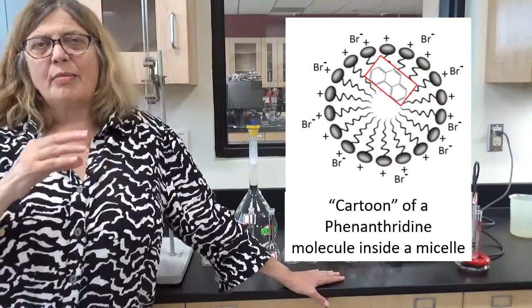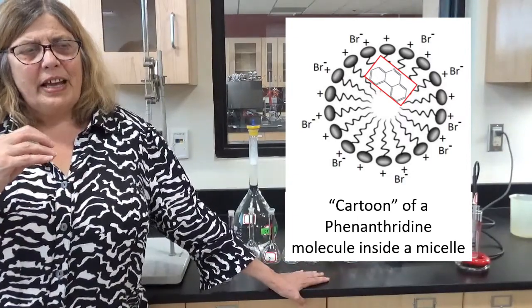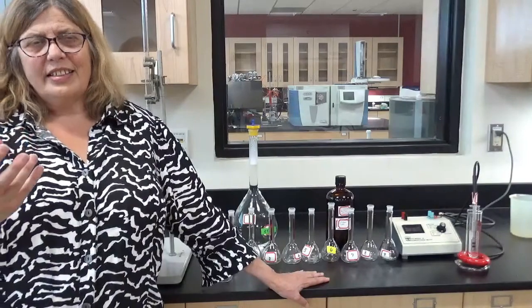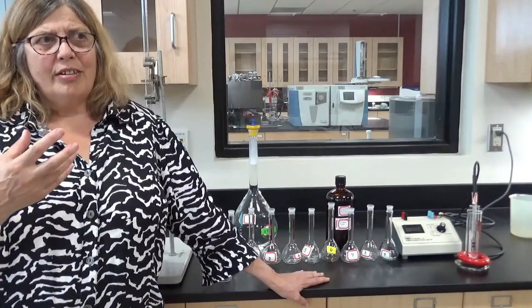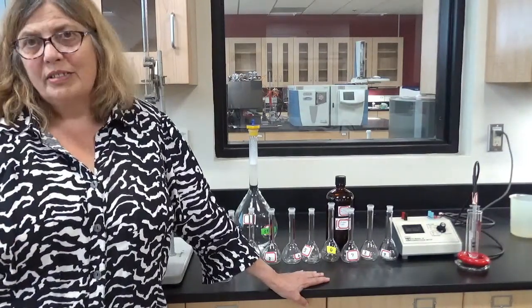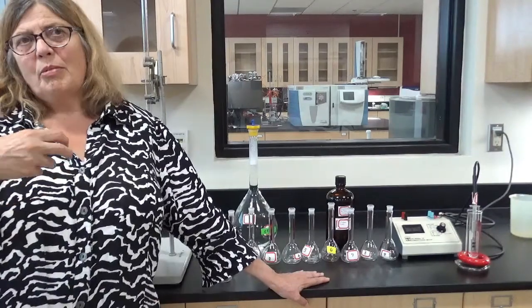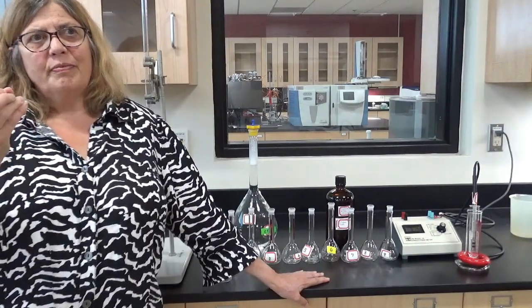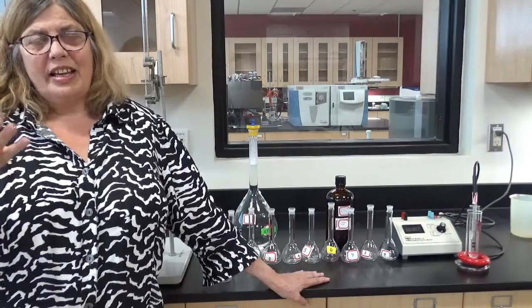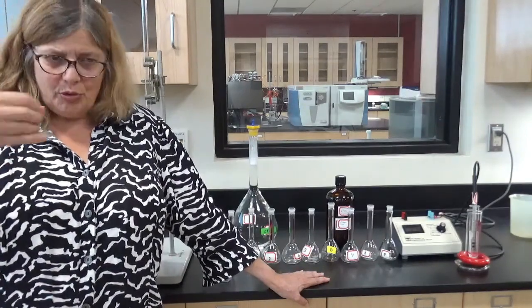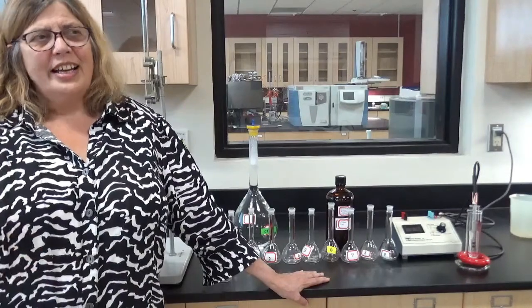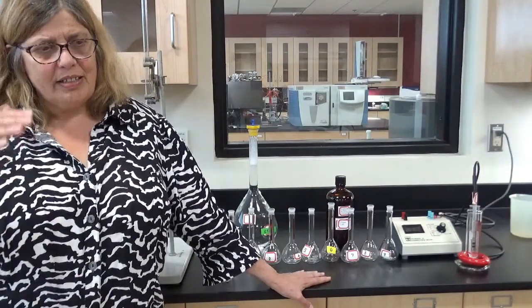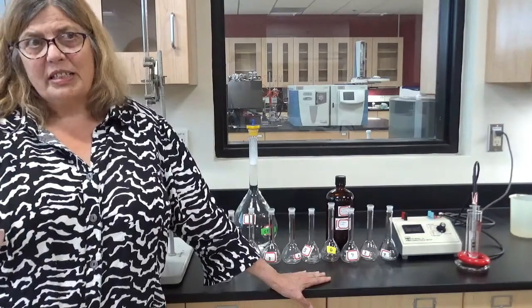A quencher is something that takes that excitation energy that the phenanthridine has in this case, and somehow transfers it over to itself. So there would be some kind of energy transfer where the phenanthridine would no longer have that excited energy. It would have transferred it to the bromide, and so it doesn't fluoresce. We call that quenching, when the fluorescence stops because there's something influencing it.